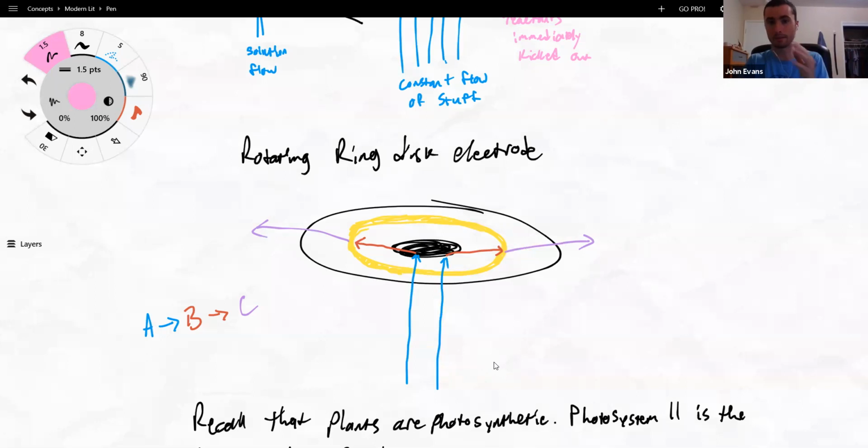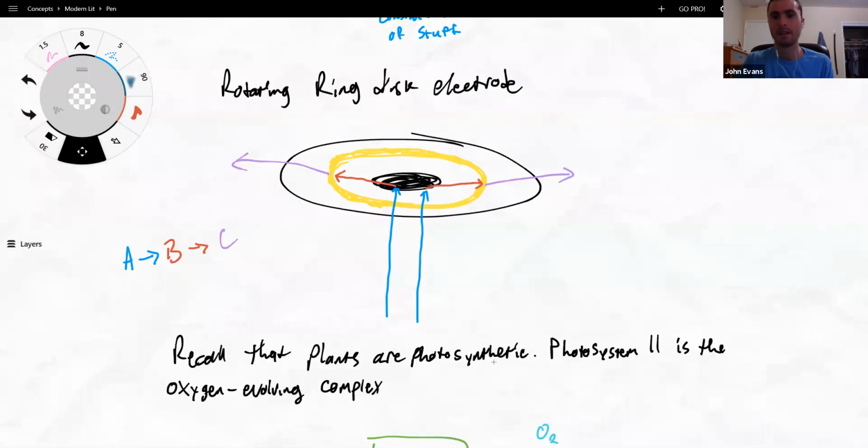So that's what rotating ring disc electrodes do. They allow you to look at products of electrochemical reactions with really, really good mass transport. So you can get things that are relatively short-lived because they just move super fast. Think of it like ultra-fast spectroscopy, kind of, sort of.